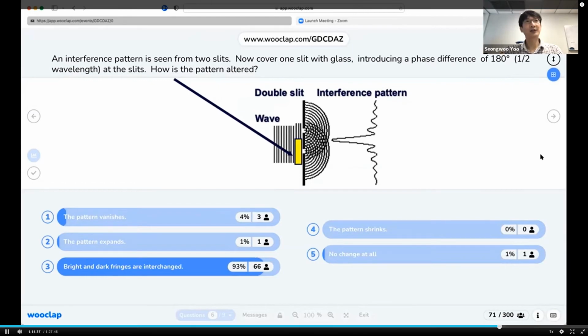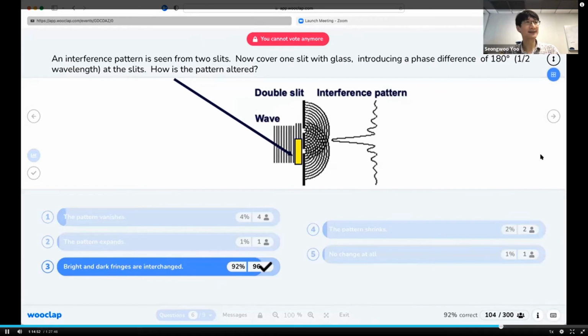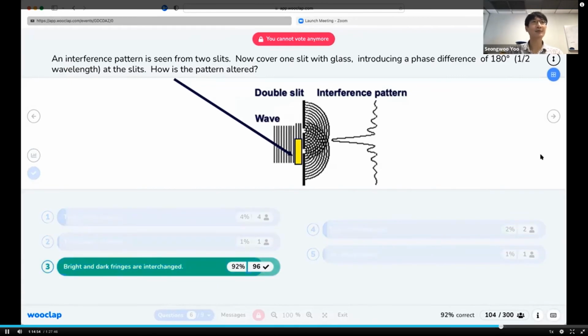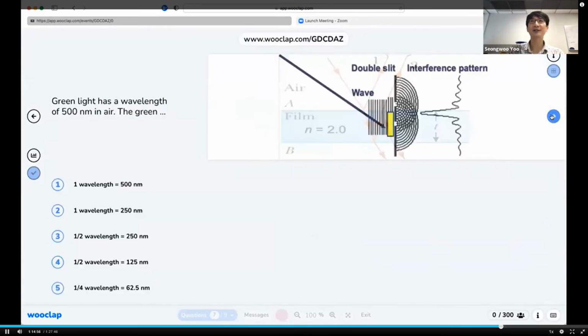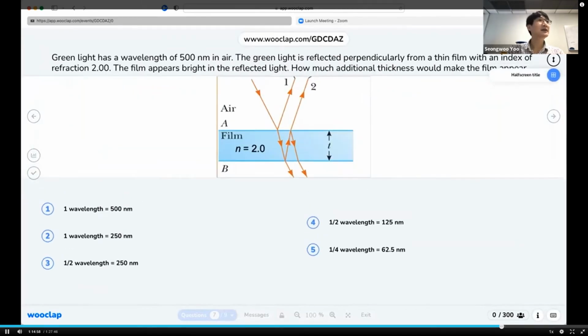So do you think the pattern will vanish, expand, shrink, or not change at all, or the bright and dark fringes interchange? I will close the vote in 5, 4, 3, 2, 1. Okay, the correct answer is 3. Yeah, bright and dark fringes are interchanged.